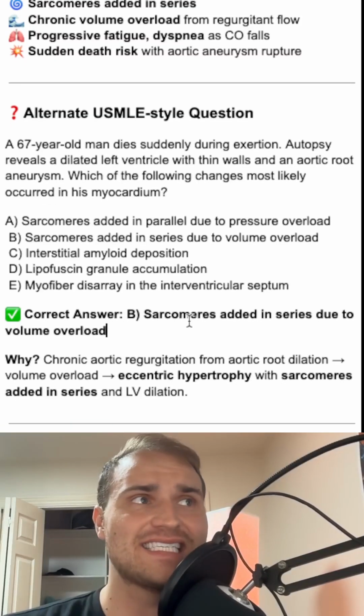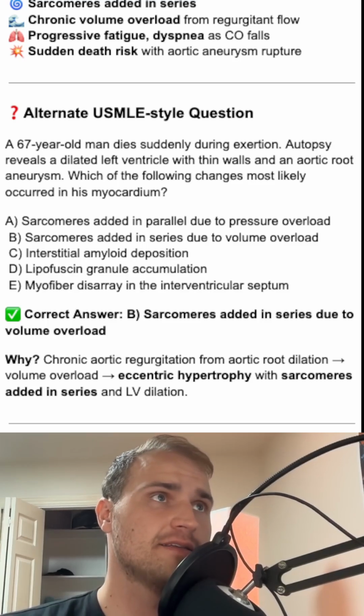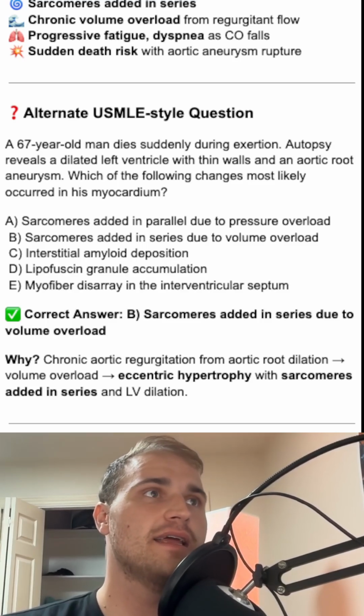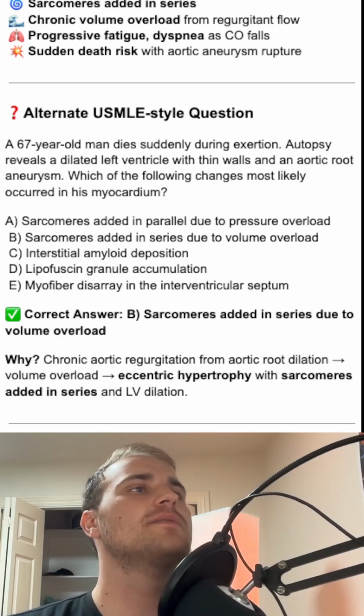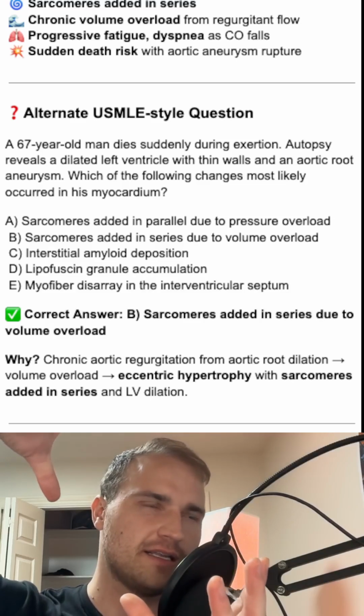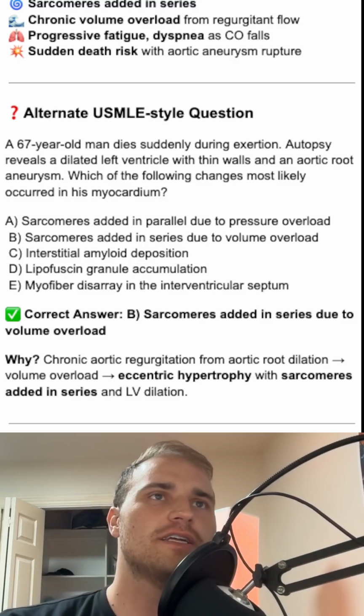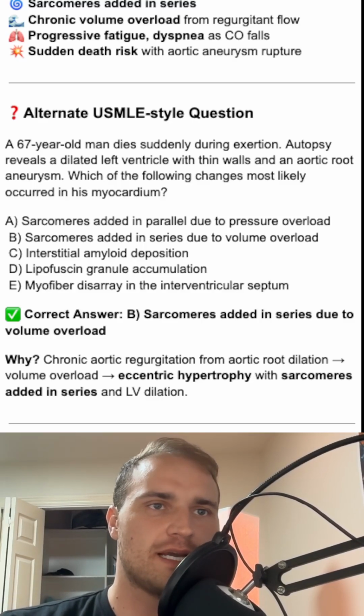But another way that they could ask this question is, what's causing it? What's causing his findings? They'll say it's like a sudden event. And so he's got like an aortic dissection. Well, the answer is going to be aortic regurgitation. So that's a chronic aortic regurgitation that leads to eccentric hypertrophy. So aortic regurgitation, what do we know about those guys?